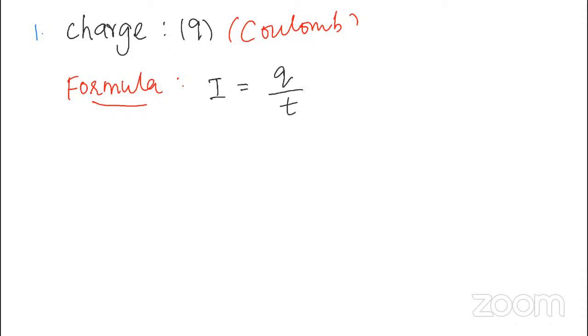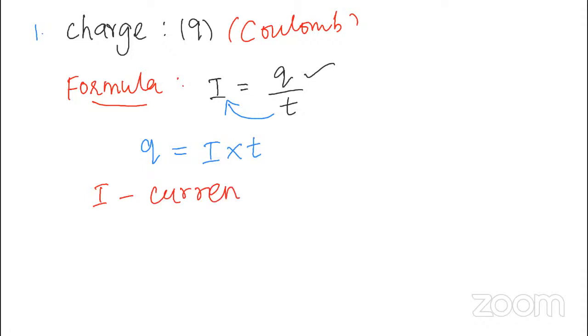So now we want only Q. Q தான் நம்மளுக்கு தேவை. So அதனால ஃபார்முலாவை நம்ம rearrange பண்ணிக்கலாம். Okay, so Q is equal to I into T. Okay, so here I represents the current. Current is measured by the unit what?